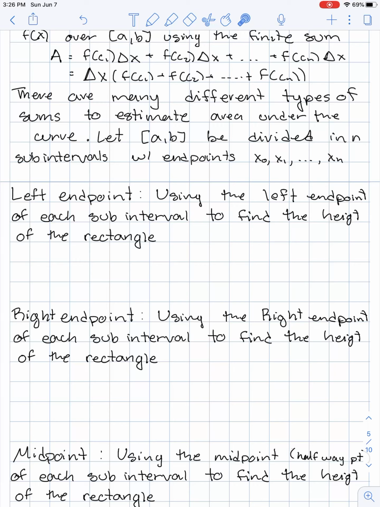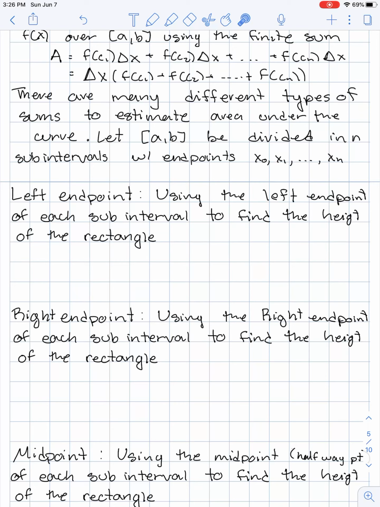So one sum is called the left endpoint sum. We're going to use the left endpoint of each subinterval to find the height of the rectangle. So I'm not going to look at f of x0 and f of x1 and see who's bigger. I'm just going to choose f of x0 for my first subinterval. I'm not going to look at f of x1 and f of x2 to see who's the largest. I'm just going to choose f of x1 for my second subinterval.